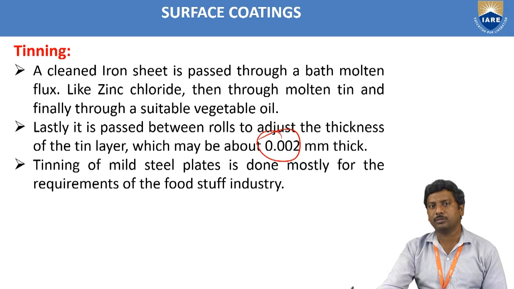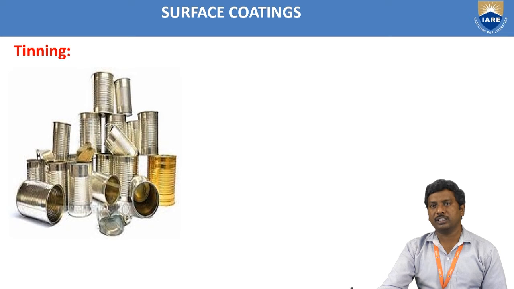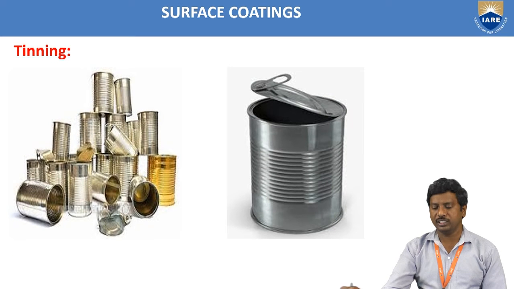But whereas in the galvanization process, zinc dissociation takes place and gives a toxic nature. That's why galvanization is not preferred for the food industry. But tinning is preferred for the food industry. So these are the advantages of the tinning method compared to the galvanization process. Now we see tinning objects. These are the tinning objects.